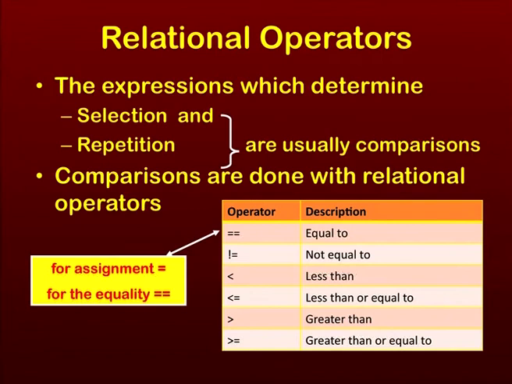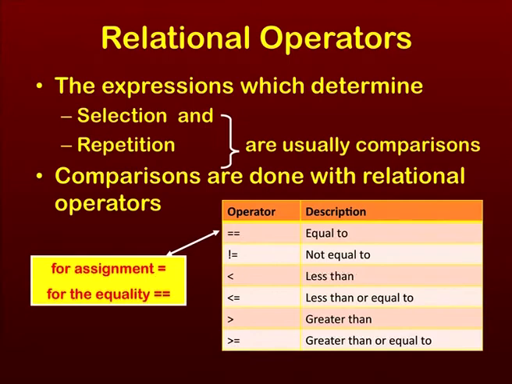The relational operators. The expressions which determine selection and repetition are usually comparisons. Comparisons are done with the help of relational operators. There are 6 relational operators, namely equal to, not equal to, less than, greater than, less than equal to and greater than equal to. The symbol is shown on the screen as double equal to. This is the sign for comparison, whereas the single equal to sign we use for the purpose of assignment.